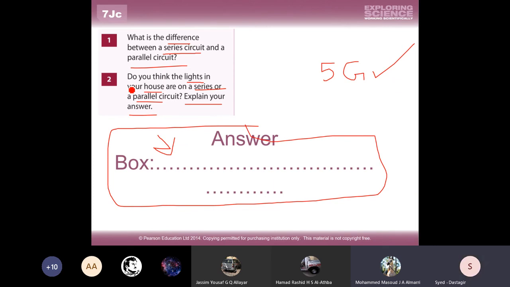Okay, so what's your answer? Your answer is that there are parallel circuits in your house, yeah? No, there are both parallel and series. Okay, where in the house would there be a series circuit? In our house, the rooms contain 2 switches, parallel circuits.